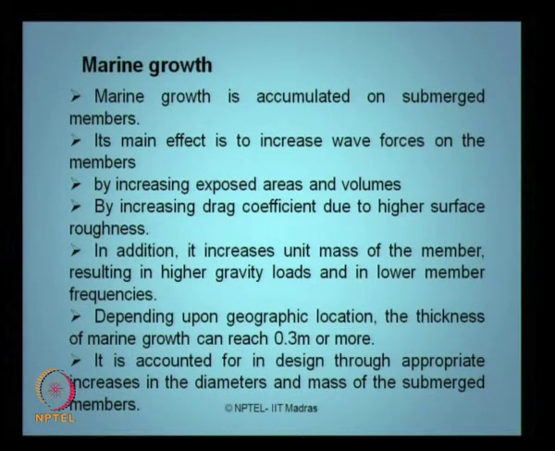Now, the fundamental question comes: how do you account for this marine growth in the design of members? It is accounted for in the design through an appropriate increase in diameters and the mass of the submerged members. So, indirectly you increase the diameter of the member and increase the mass of the submerged member to account approximately for the expected marine growth in the service life of the offshore structure.